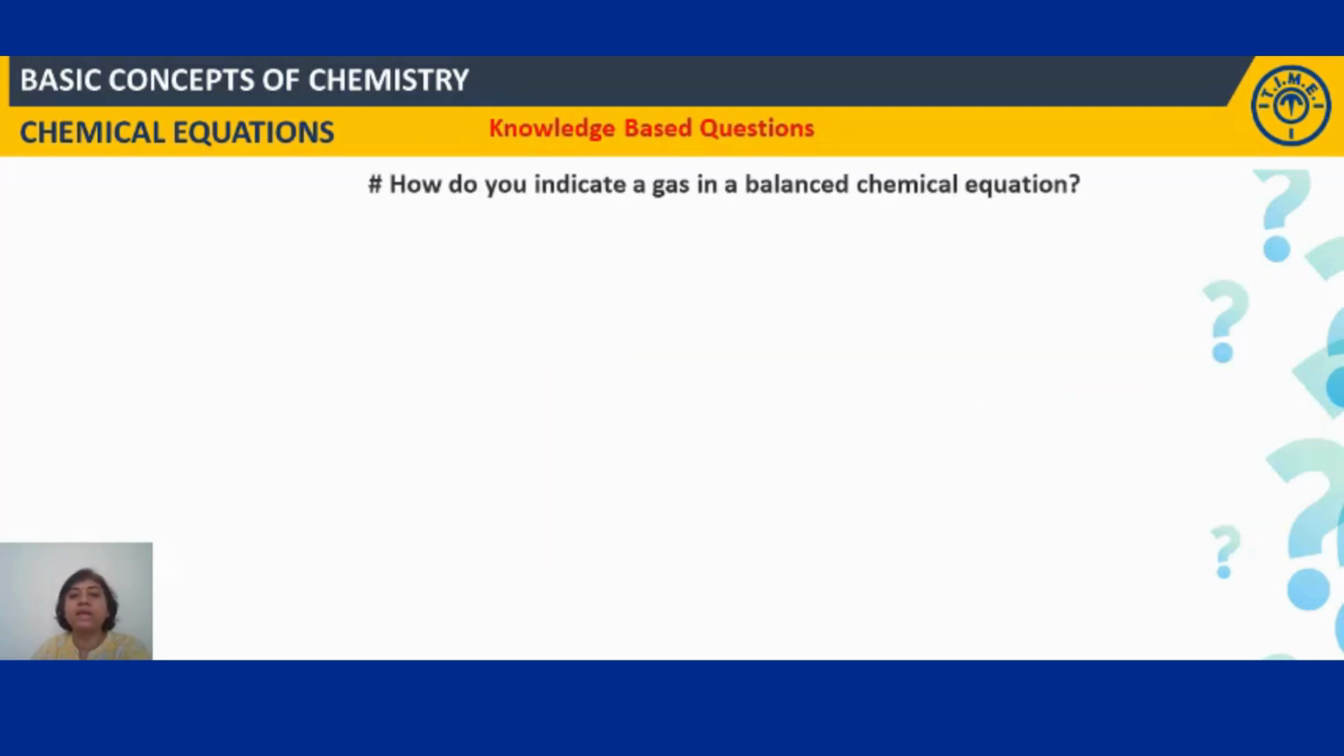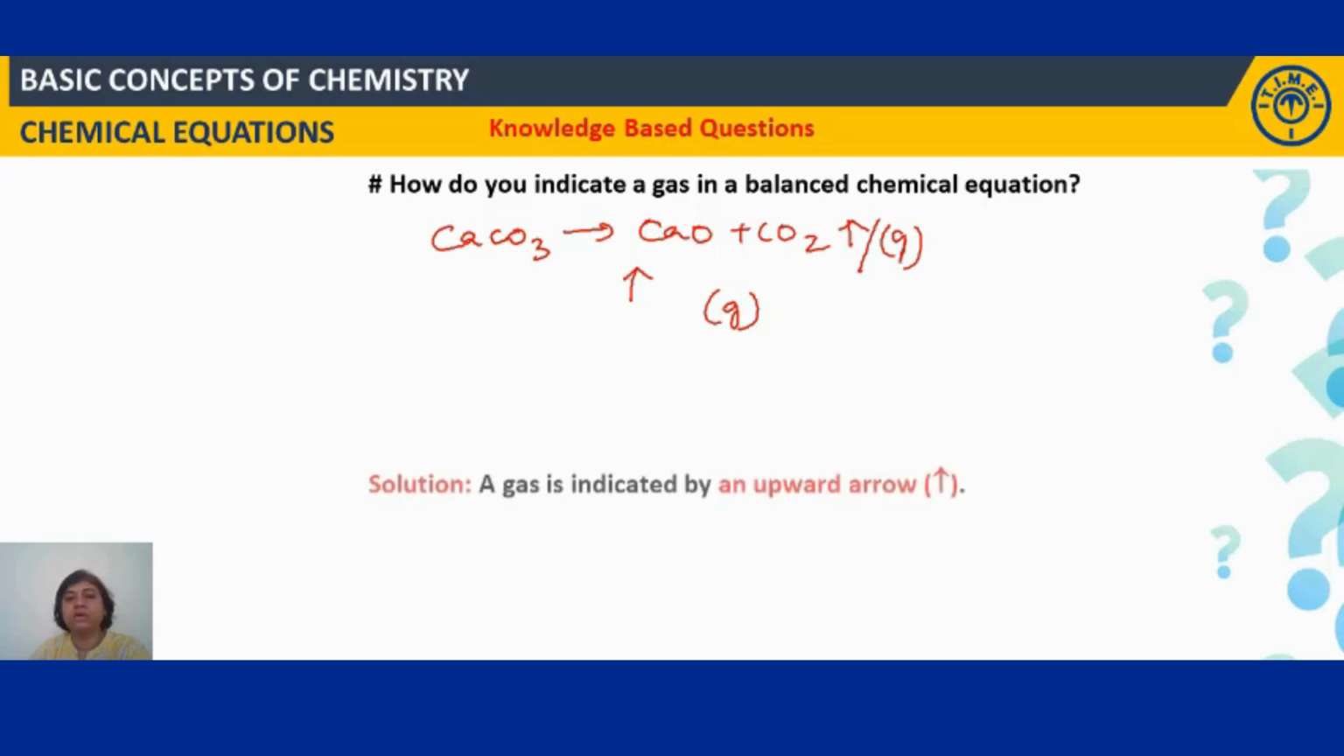The next question is, how do you indicate a gas in a balanced chemical equation? I hope you know, it's very simple: an upward arrow, or we write g in brackets. Suppose I am showing you an example. Calcium carbonate on strong heating gives quick lime, which is a solid, and a gas, carbon dioxide. So we write the upward arrow here, or we can write (g). Fine. Okay, so let's see the solution. A gas is indicated by an upward arrow.